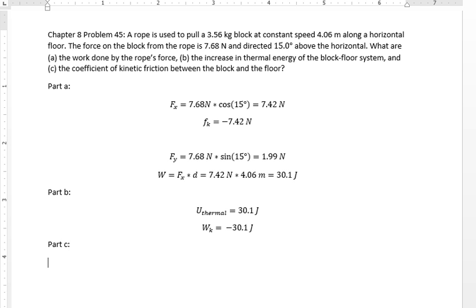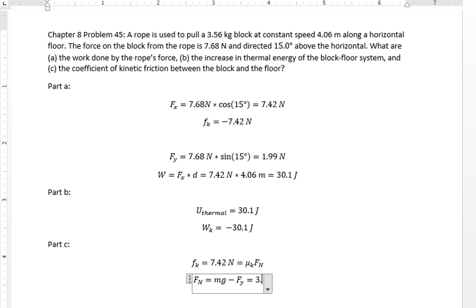Okay, part C. The coefficient of friction between the block and floor. All right, so we know that the force of friction, Fk, in this case 7.42 newtons, I'm not giving it a sign here, equals mu k times the normal force. What's the normal force? The normal force is mg, the weight of the block, but we are pulling up on it by 1.99 newtons, so minus Fy. So the weight of the box minus Fy is the force of the box down. The normal force is equal to that, mg minus Fy.